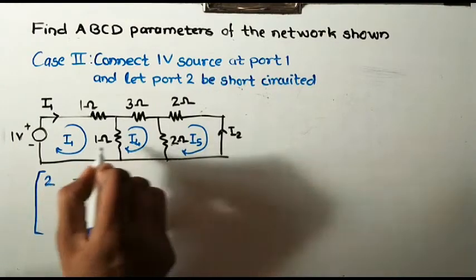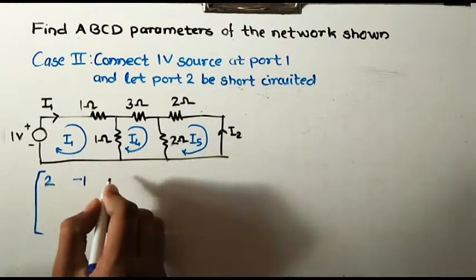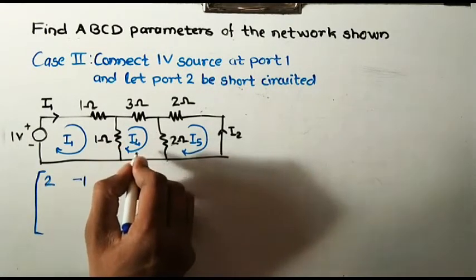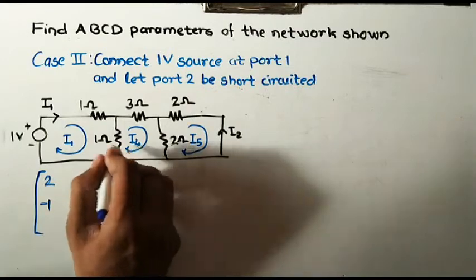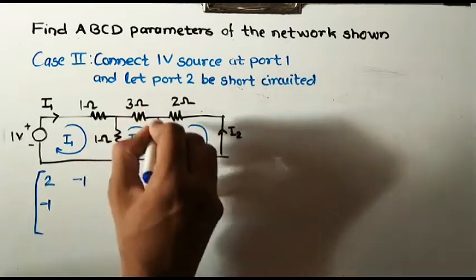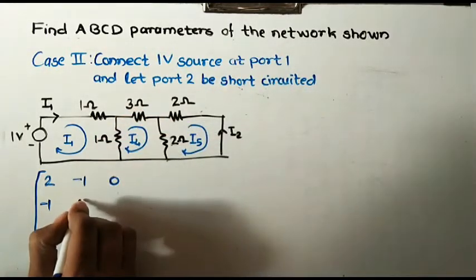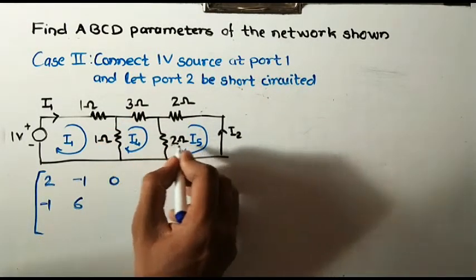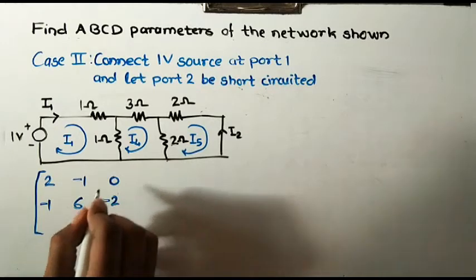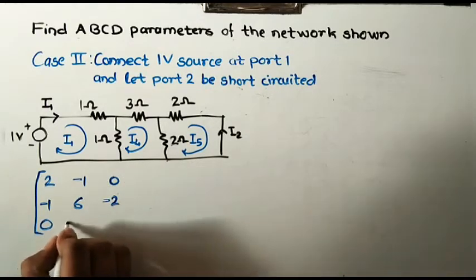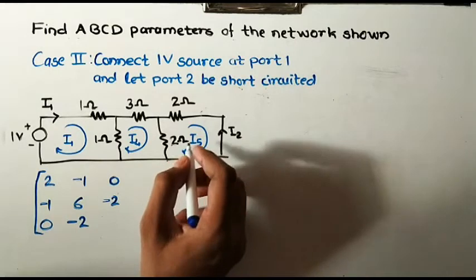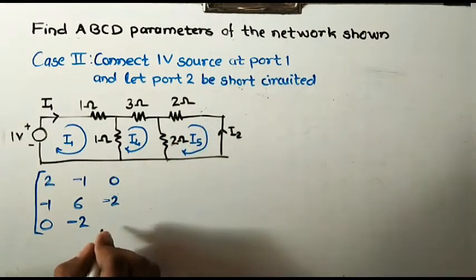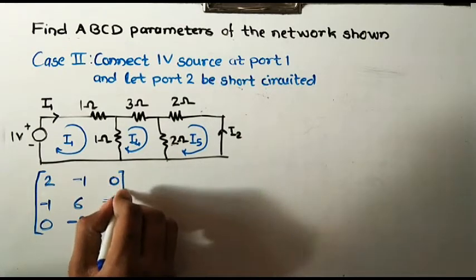Now for loop 3, loops 1 and 3 are not related to each other, therefore 0 will come here. Then for loop 2, this is again common to loop 1 and loop 2. Now the addition of all the resistances in loop 2 is 6 here, and common to loop 2 and loop 3 is minus 2. Then 0 will repeat here, minus 2 will be repeated here, and the addition of all the resistances in loop 3 is nothing but 4.